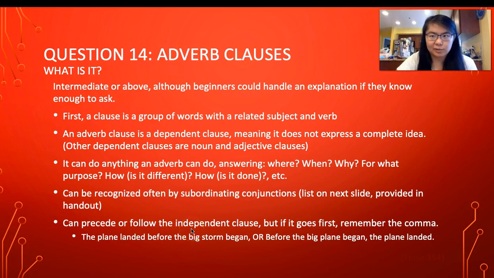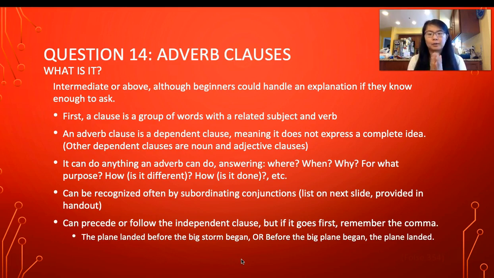Which is good, because otherwise everybody would be in trouble. So, before the big storm began. This is one big clause, one big phrase answering when did the plane land. It adds details to the verb landed. So that's the adverb clause.